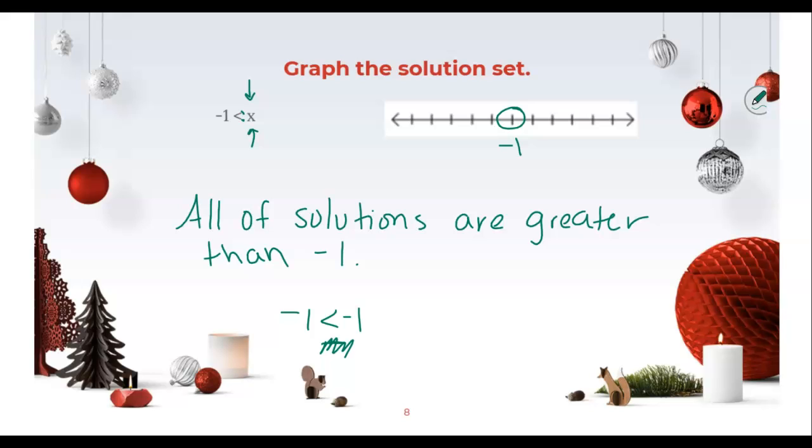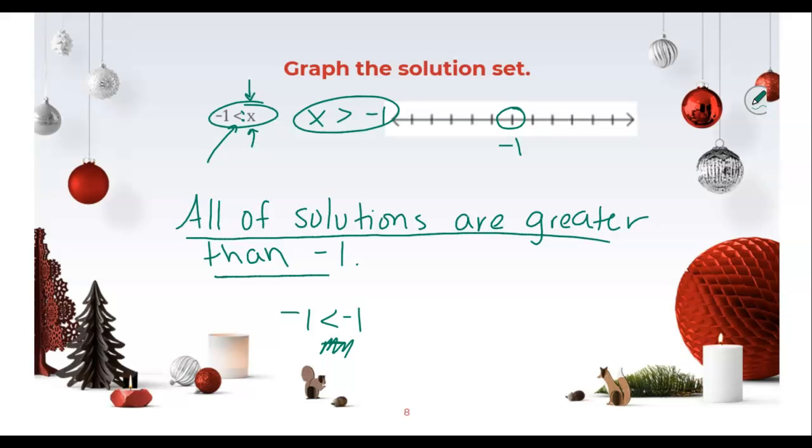Now, a lot of kids growing up say shade where the arrow points. That is not true unless the x is on the other side. Well, if we flip this inequality, x still has to be on the bigger side of that -1. So we're saying all of the solutions that are greater than -1. That means to the right. And if you want to test a point here, so that would be 0, 1, 2, 3, -2, -3, -4. Anything to this side of it makes it true.